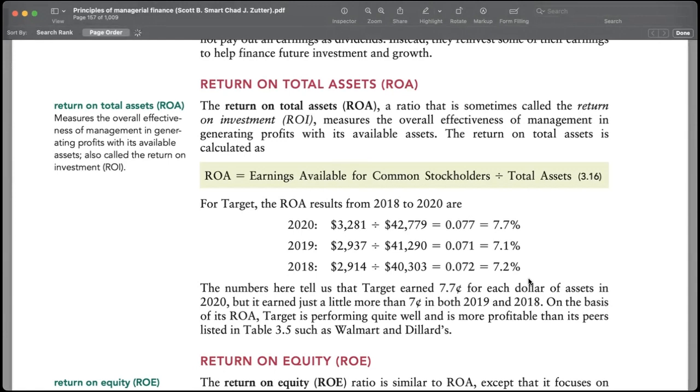Actually, net profit belongs to the common shareholder. Do you understand? Net profit belongs to the common shareholder. So sometimes it is called earning available for common stock.